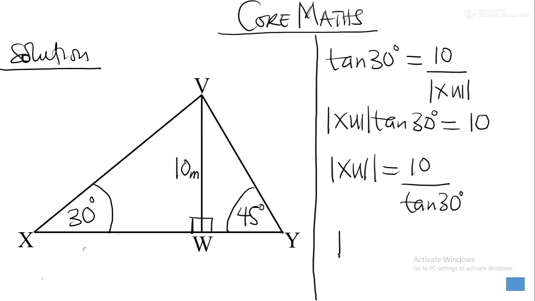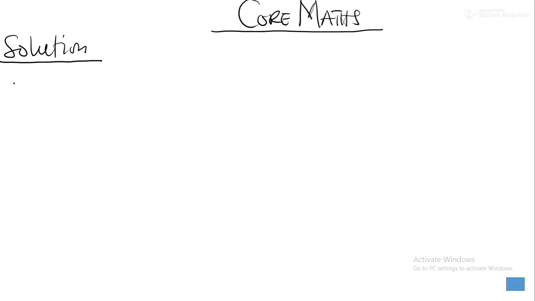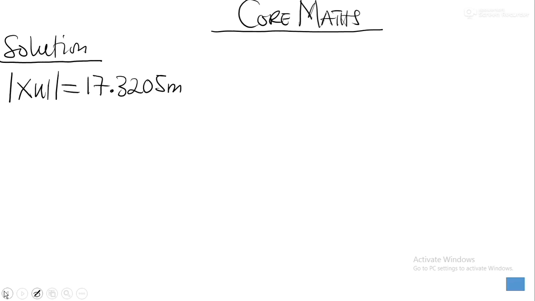So let's look at it. Here, our XW will be equal to what? 10 root 3 meters. But we have to change it to decimal. So we saw that our XW will be equal to 17.3205 meters. Good. So students, we have our XW.